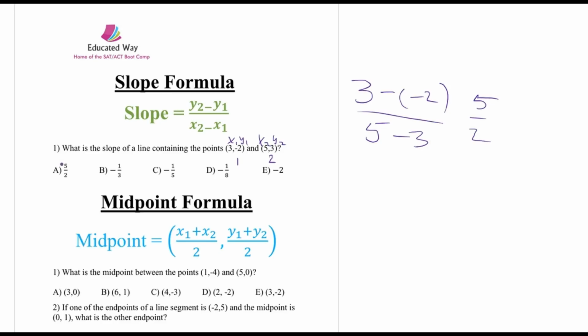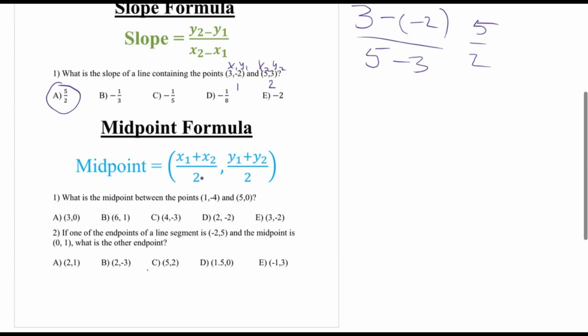Answer choice A. Going to the midpoint formula, x1 plus x2 over 2 is the x point, and y1 plus y2 over 2 is the y point. Looking down at number 1, what is the midpoint between the points 1, negative 4, and 5, 0? Using the formula, we'll call this point 1 and point 2. Say that's x1, y1, x2, y2. It's going to be 1 plus 5 over 2 and negative 4 plus 0 over 2.